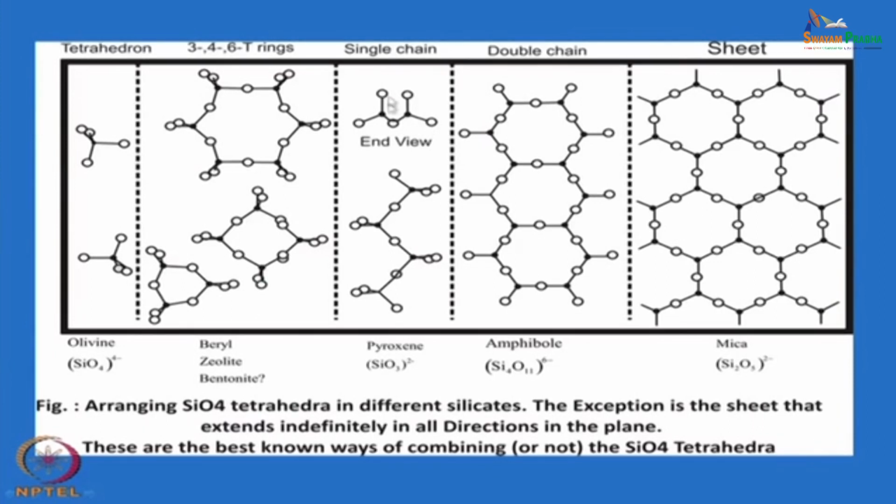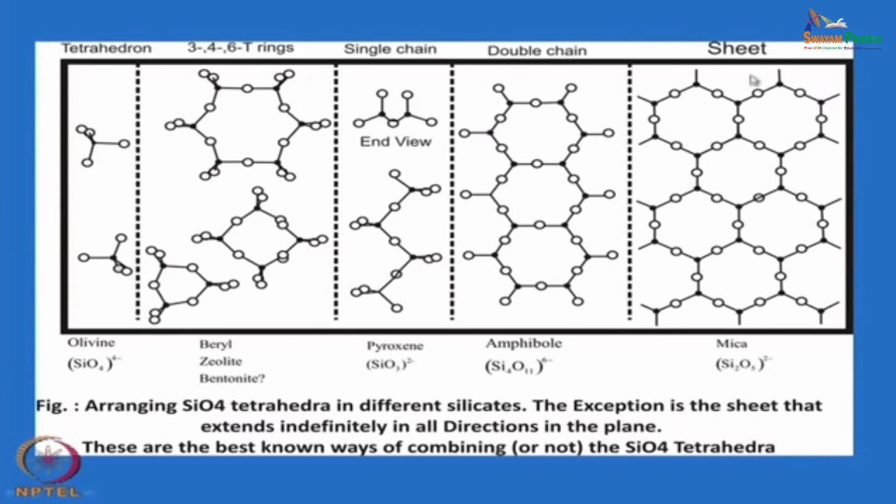Then you have single chain. This is one view of that, and this is the other view. Then you have double chain. Okay. That also we have discussed. What we have not discussed so far is this kind of structure. So, this chain extends indefinitely in x and y directions. So, horizontally it is extending in the form of a sheet.